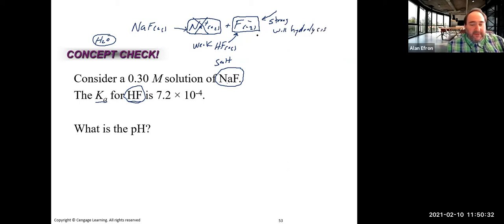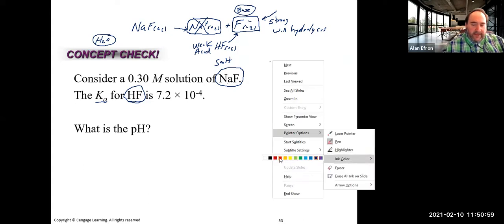The other thing that's really important to pick up on is that because this is a weak acid, we know that F minus would be acting as its conjugate base. And that's really important for when F minus reacts with water. It's obviously going to react as a base. Any questions on that so far?